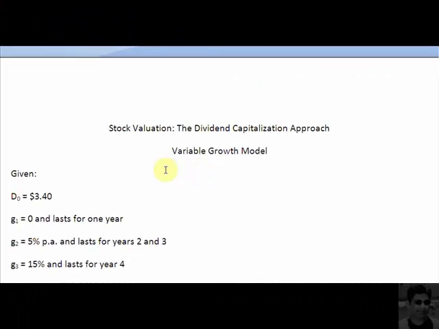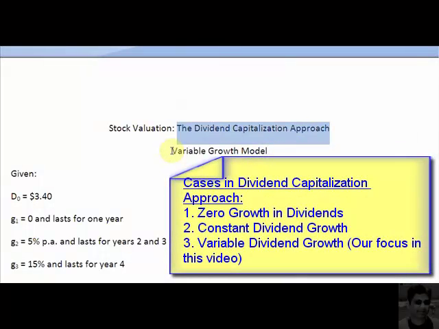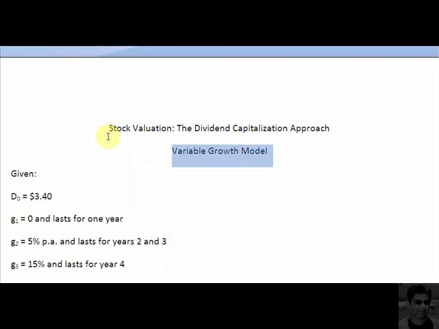Hello friends, in this screencast we are going to talk about stock valuation, and within stock valuation we are going to focus on the dividend capitalization approach. We know that within the dividend capitalization approach we have three cases. One is the oversimplified scenario where we don't allow the dividends to grow at all, that is the zero growth model. Then we have the second one, the constant growth model, and the third one, the variable growth model, and that is what we are going to emphasize in this screencast.